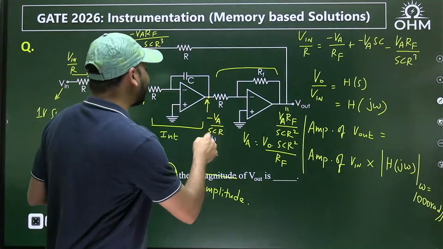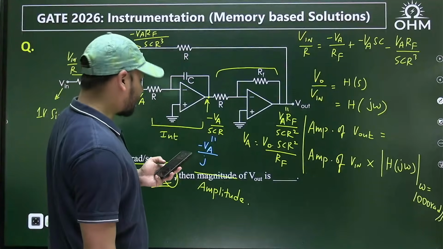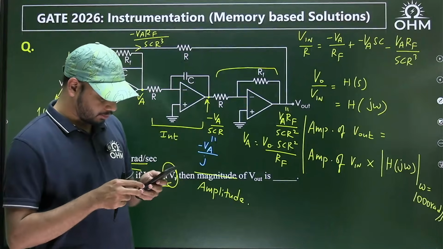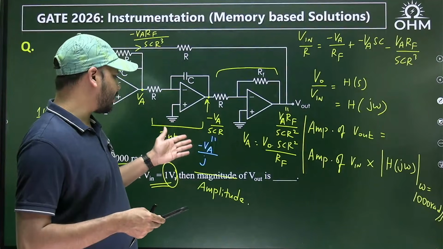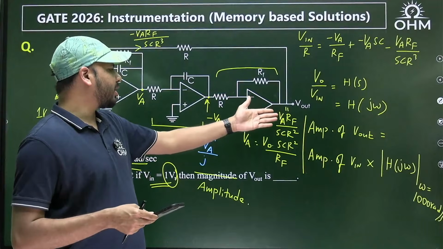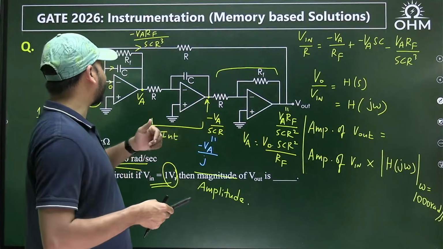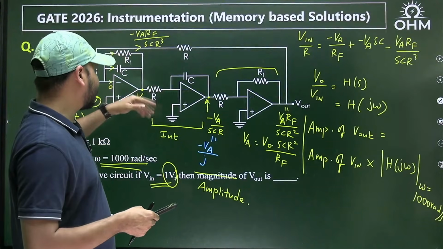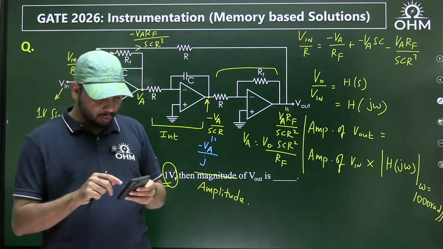But at least by doing this, you need not write this SCR thing every time. So that way it gets simplified. That is a good observation. Yes, once you write this as minus VA by j, this becomes minus VA by j into RF by R. So you can get rid of s. Yes, that is the thing. But still you have to find the transfer function. That is the point.